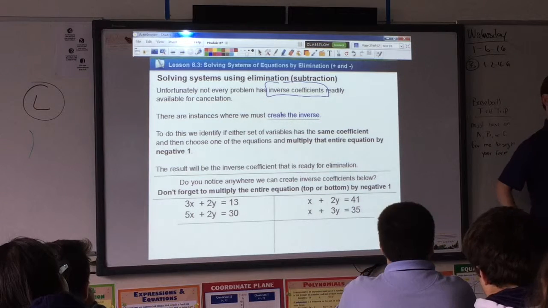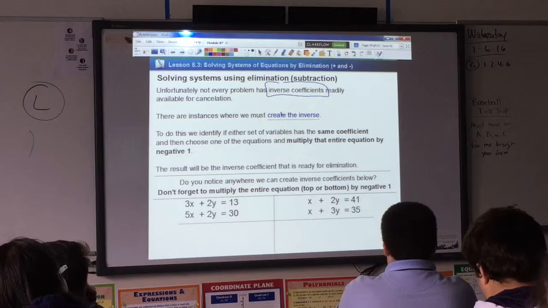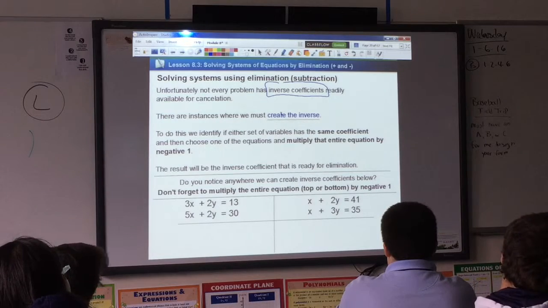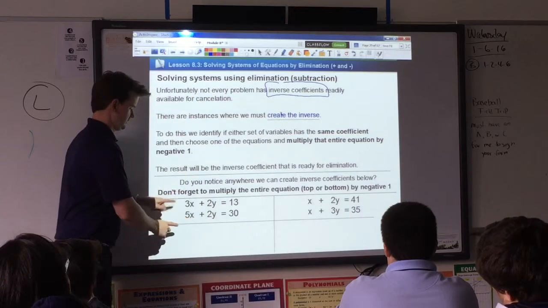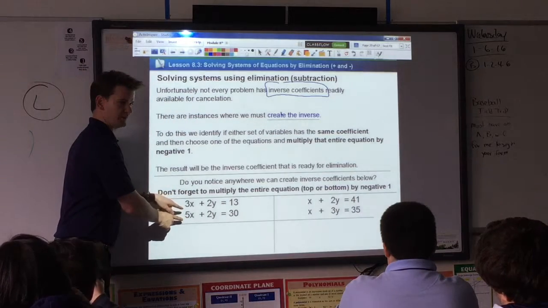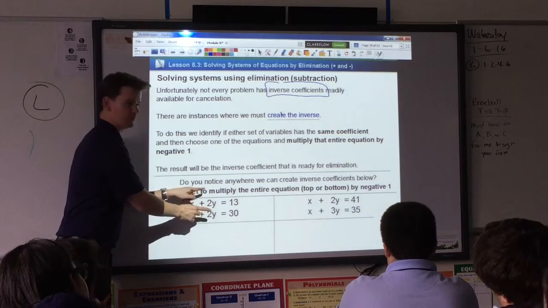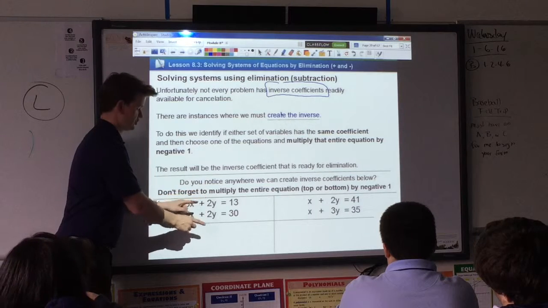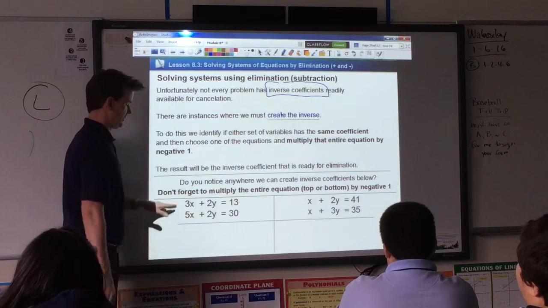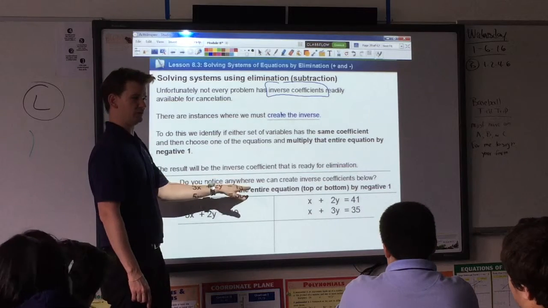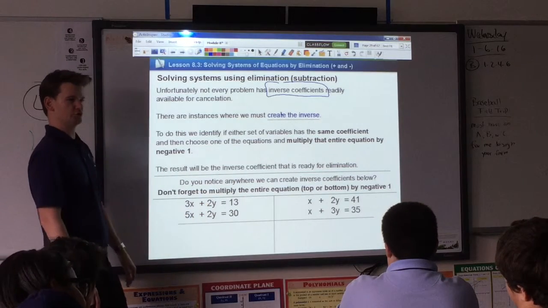So you would only create the inverse for the bottom? You can create it for the top or the bottom. You can choose. If we're looking at these two equations right here, these are not the same number, so I don't worry about the x's. I look to the y's. They're the same number, right? But they're not inverse. So I'm going to choose either the top equation or the bottom equation, and I'm going to multiply every term in there by negative 1 to create my inverse coefficient.